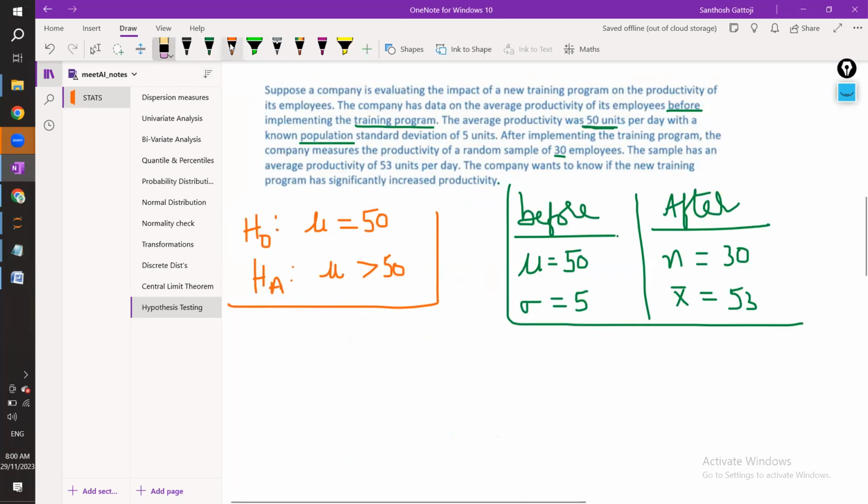Okay, fine. So now our scenario is to just check for an increase. So that's why I took mu greater than 50. The alternate is mu greater than 50. That's fine. So what we did, the first step, to formulate the null hypothesis, is done.